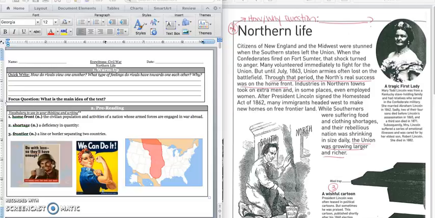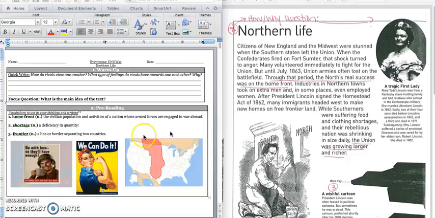Our focus question today is we want to find the main idea, and we also want to know how Northern life and Southern life were similar and different. Our vocabulary words are home front. That is the civilian population and activities of a nation where armed forces are engaged in war.